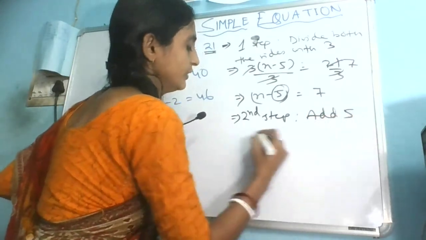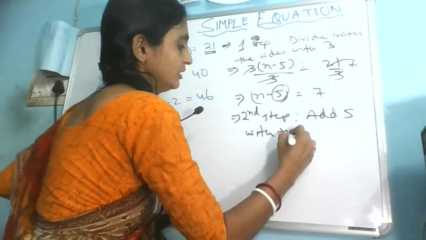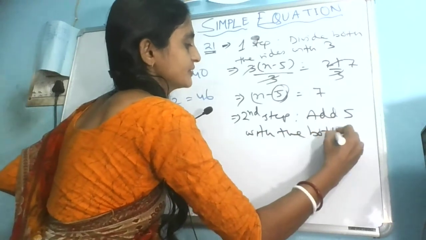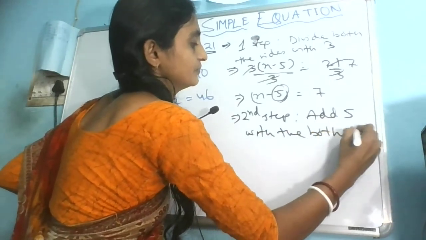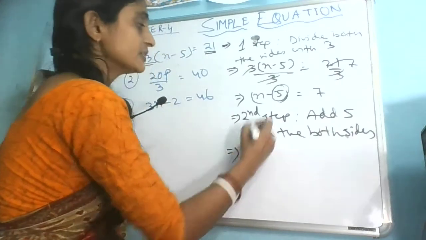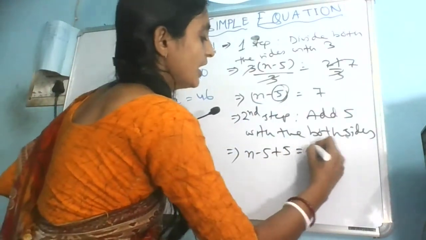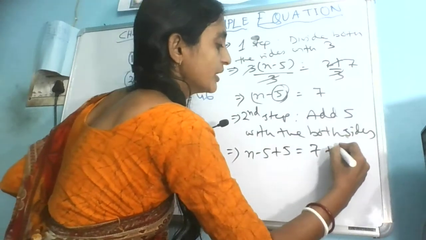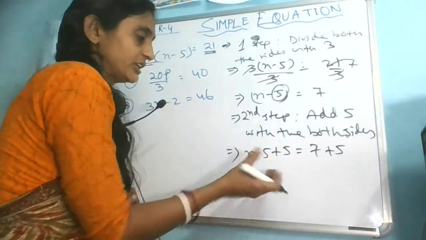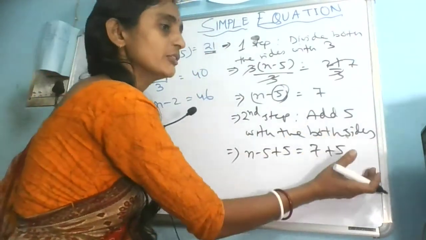Add 5 to both sides. So what will happen in this case? It is n minus 5, so I am adding 5 to this side, and on that side it is 7, so I am adding 5 to this one too, because I am balancing. If I am giving him 5, I have to give her also 5.